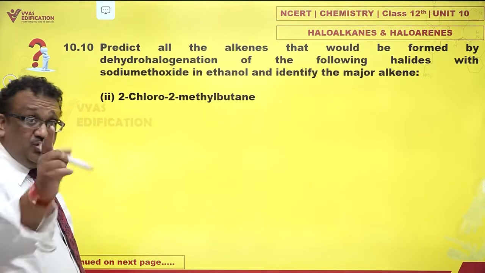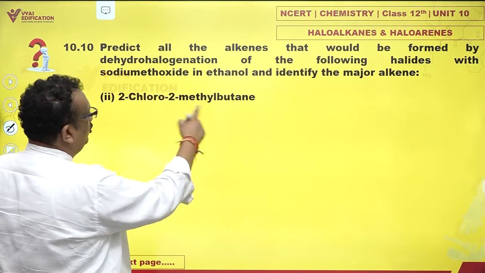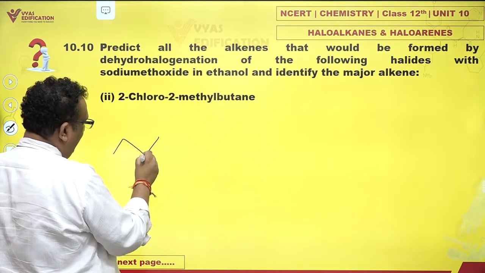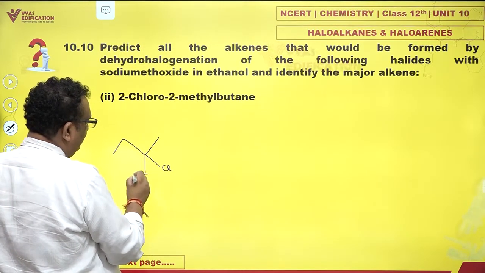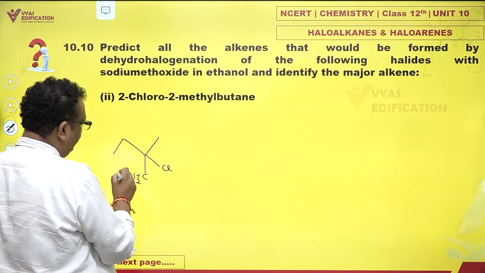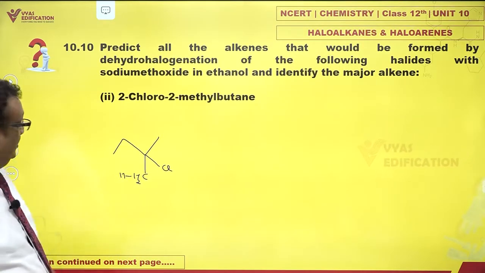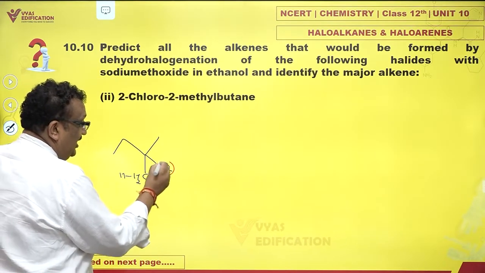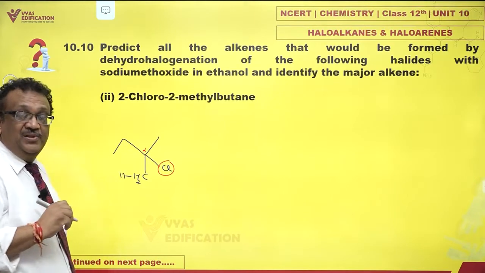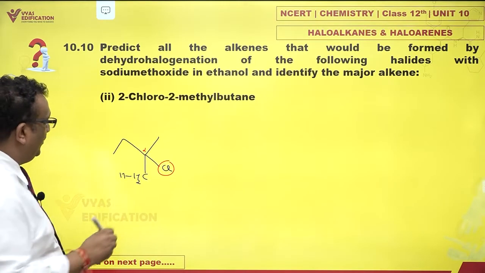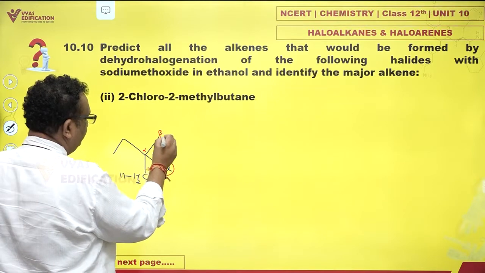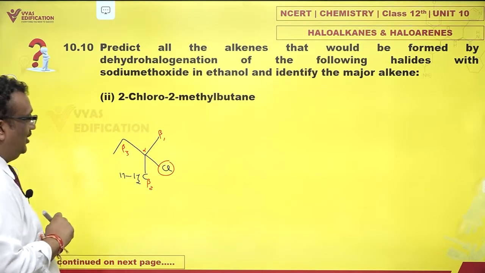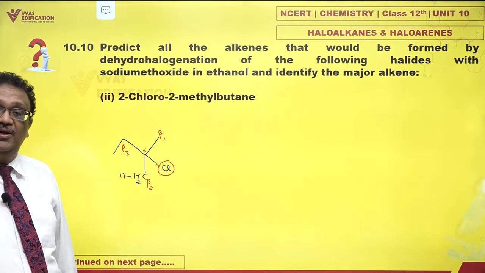The second question: now you have to solve this. You have 2-chloro-2-methyl butane. Now I have butane, I have methyl and I have chloro. Like this. Can I mark alpha and beta carbons? Yes, I can. Cl is here, so this is the alpha carbon. The carbon attached to halogen is the alpha carbon. The neighbors are beta carbons. And I have not 1, not 2, I have 3 beta carbons.